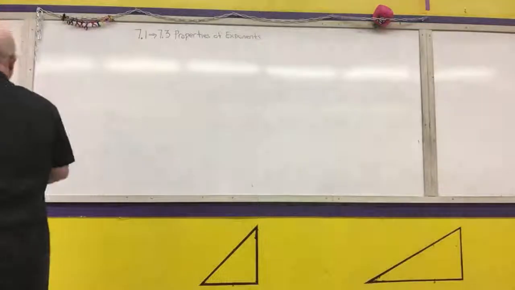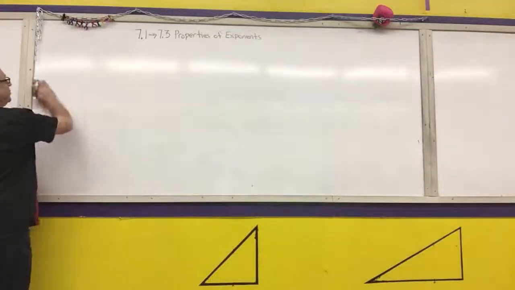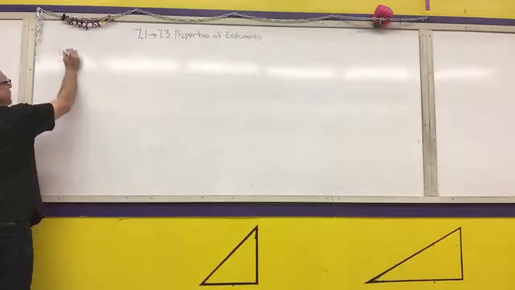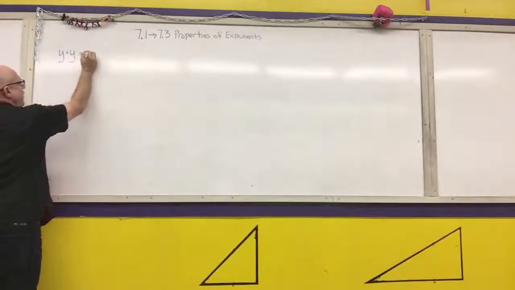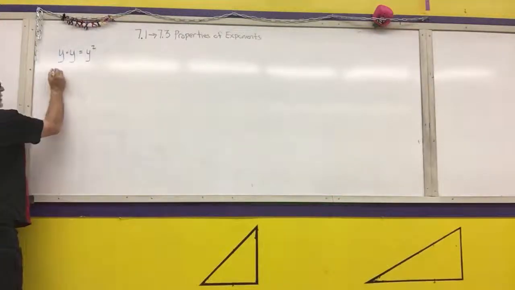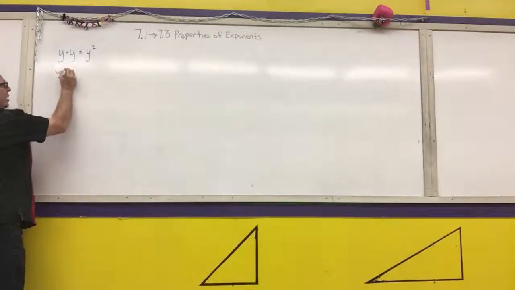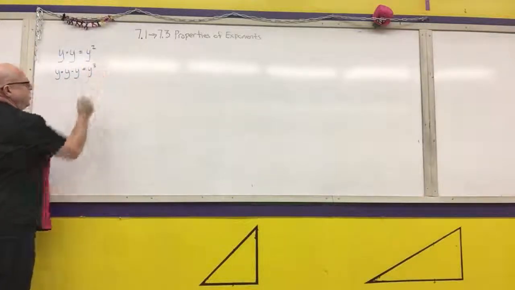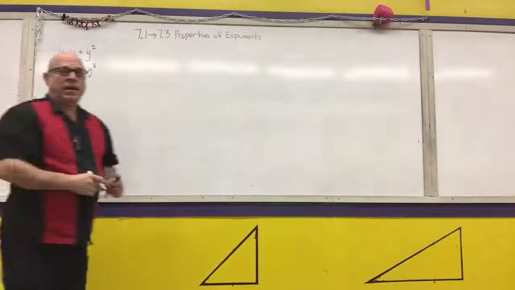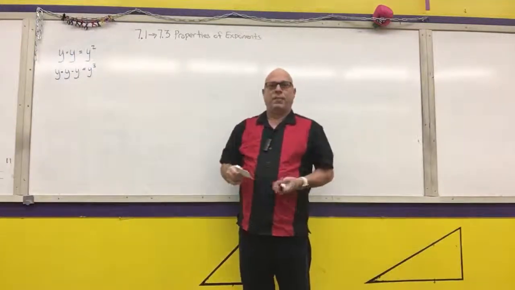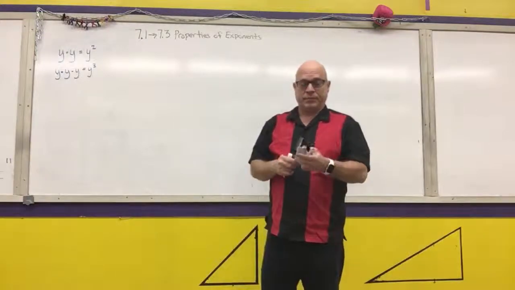As a review, exponents are repeated multiplication. For example, if I have y times y, I can write it as y squared. Similarly, y times y times y is y cubed. And I am going to use those two to develop our properties of exponents.